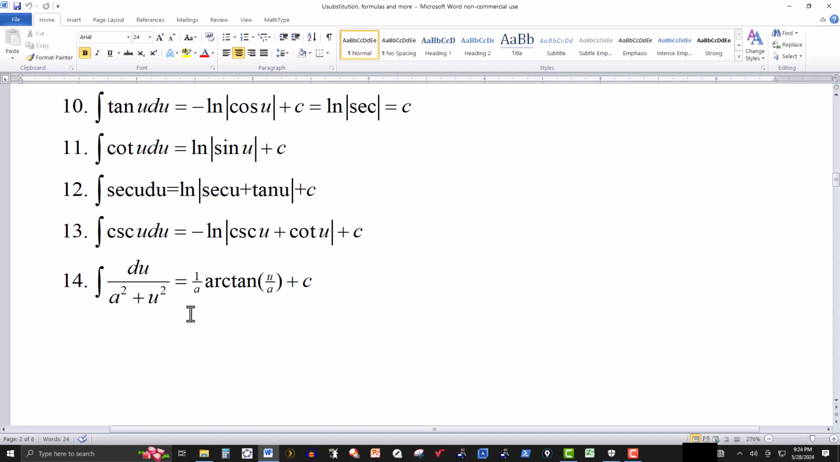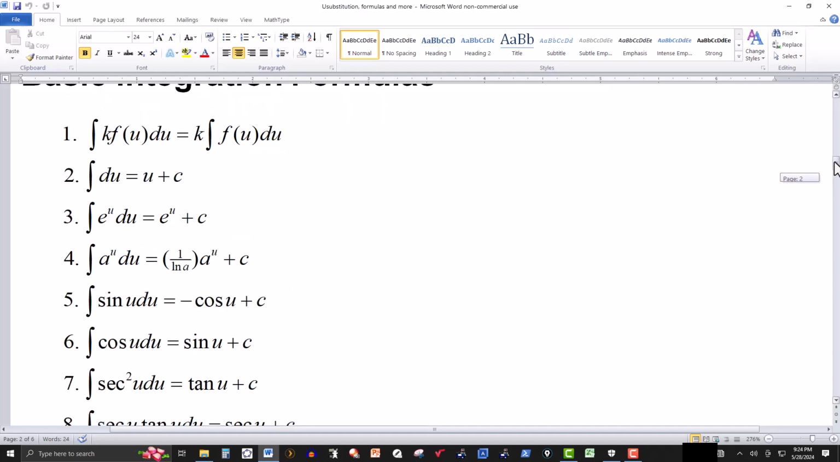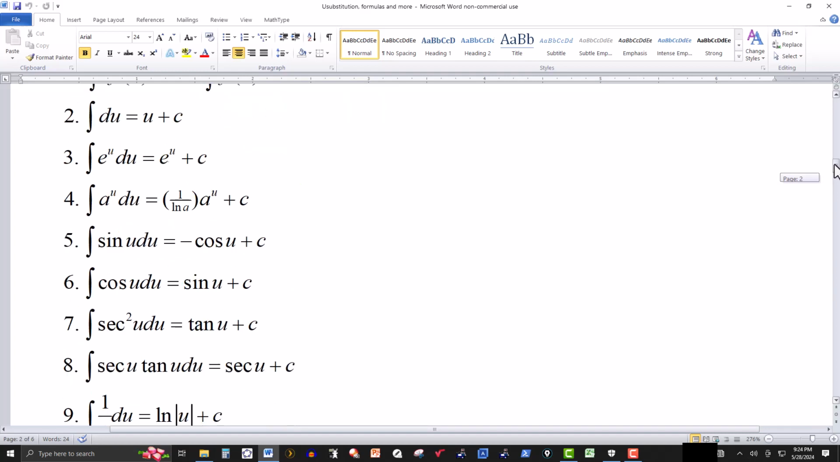So when you're integrating an expression, you want to see if you can set it up using a U-substitution. These are some of the formulas that you might want to use, and these are just some of them. You can go through these, pause the video if you want.